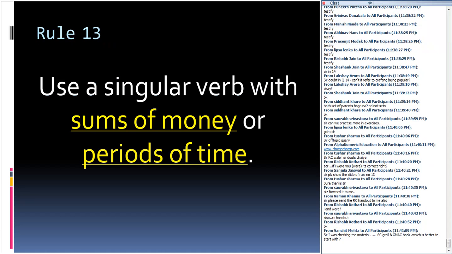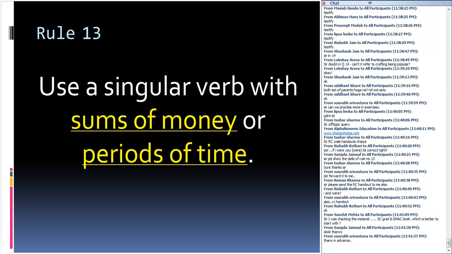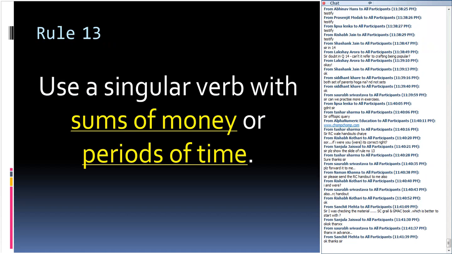Okay, Sanchit, I was checking the material, SC Grail or GMAT book, which is better? SC Grail. Sanchit, SC Grail. There is nothing in the GMAT book. Okay.